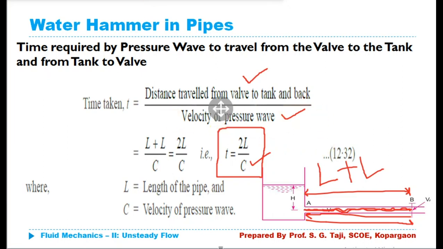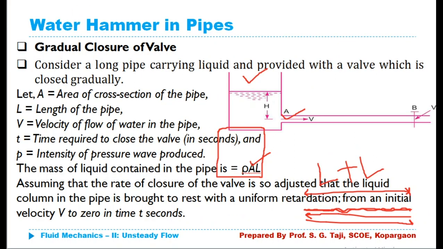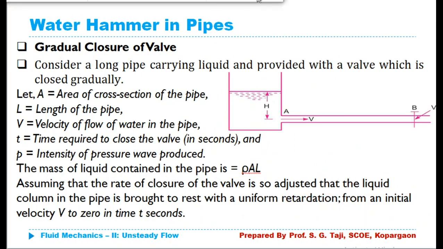So remember this equation, we are going to use it to define whether you have closed your valve suddenly or gradually. That depends on this particular ratio, T is equal to 2L upon C. Now let us consider a long pipe carrying a liquid and provided with a valve at the end, and we are going to consider the case where we close this valve gradually. Obviously there may be two possibilities: we have closed this valve gradually or we have closed this valve suddenly. So we will go one by one. First case, the gradual closure of the valve.